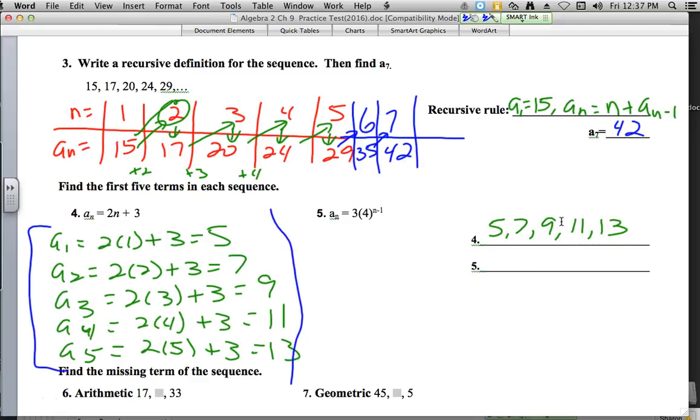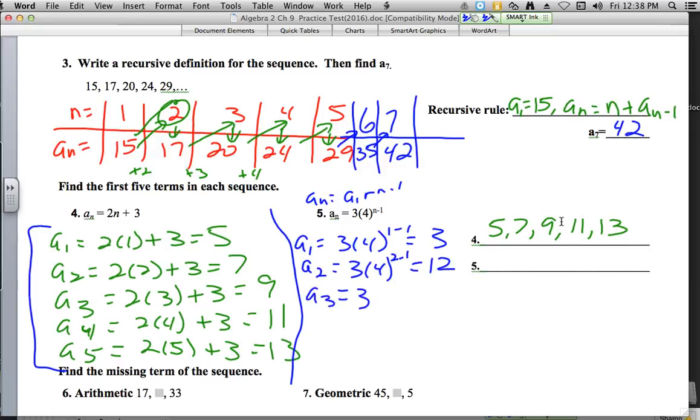Now, for number 5, we would do the same thing, but this one is obviously geometric, so we should have just been able to look up there and say, oh, the first term is a 3, because this is a sub 1 times r to the n minus 1 whenever you have a geometric sequence. So this one would be 3 times 4 to the 2 minus 1. Well, that's going to be 4 to the 1st times 3, which is 12. And then we'd have 3 times 4 to the 3 minus 1, which is going to be 4 squared, which is 16, times 3, which is 48.